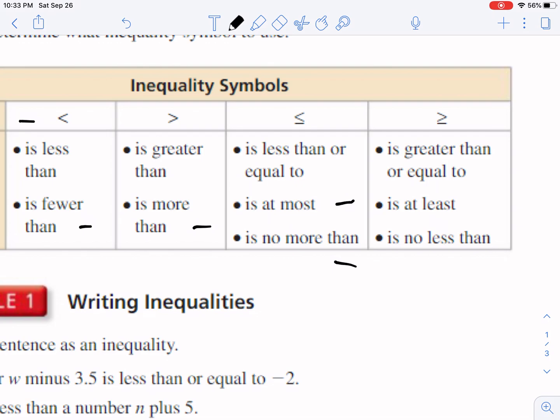For instance, maybe we're talking about the length of a sheet of paper. We could say the length of a sheet of paper is at most 8 inches. Well, what does that mean? Well, it means it could be 8 inches or less, right? Or we could say that the length of a sheet of paper is no more than 8 inches. Well, again, that means it could be 8 inches. That's inclusive, but it could also be less than, okay? That's where that equals part comes in. It could include the value, but it could also be less.